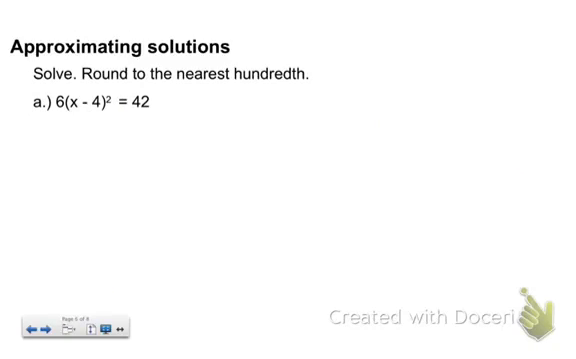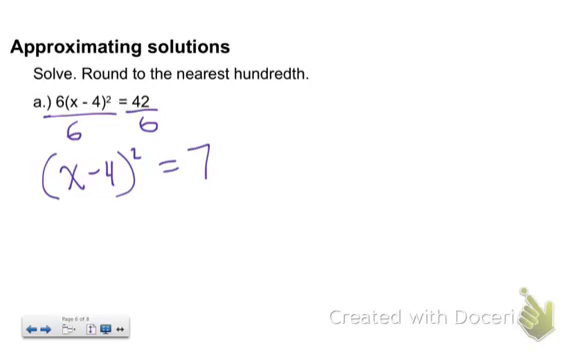Okay, examples like this are where we really want to use the square root. So whenever you see x minus a number inside parentheses squared, taking the square root is going to be the easiest way to solve this. So to get that x minus 4 squared by itself, I'm still going to divide by 6. So I end up with x minus 4 squared equals 7.